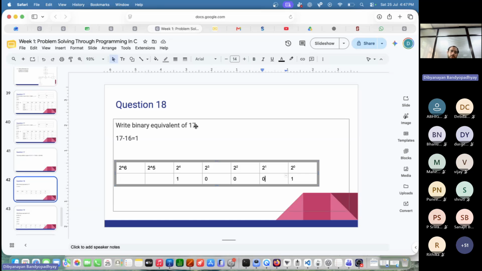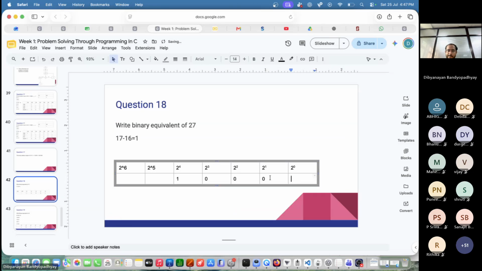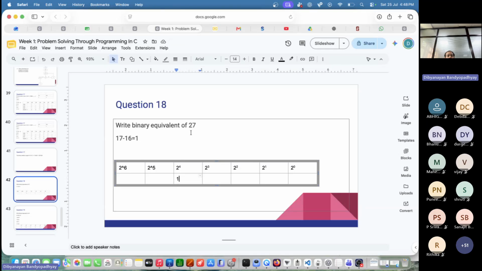So now let's calculate 27, okay? Now let's remove these things. Now what is 27? How to calculate it? 2 to the power 5 is 32, so it is exceeding. So definitely we have to place 2 to the power 4, which is 16. So let's place 1 here. How many is remaining? If you place 16 here, then 11 is remaining, right? So how to form 11?